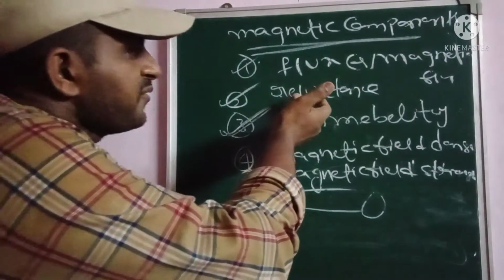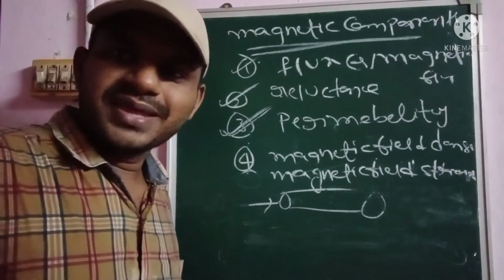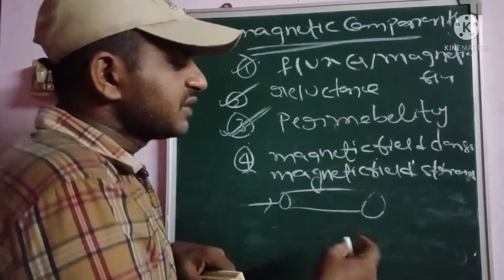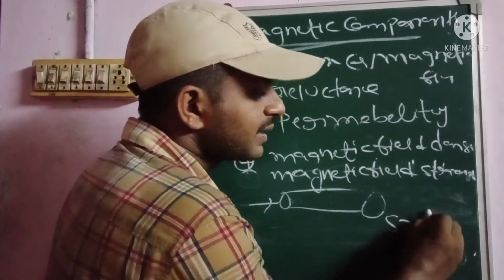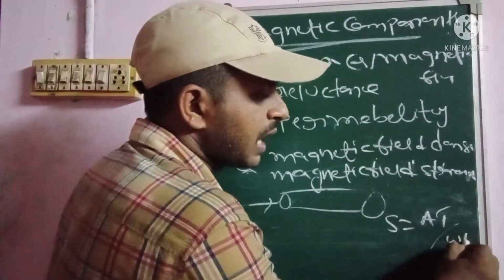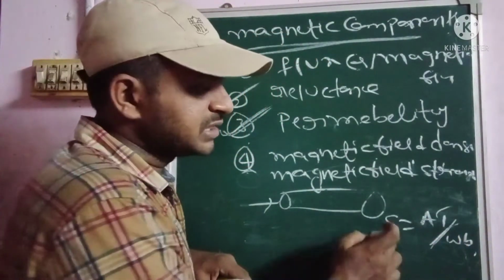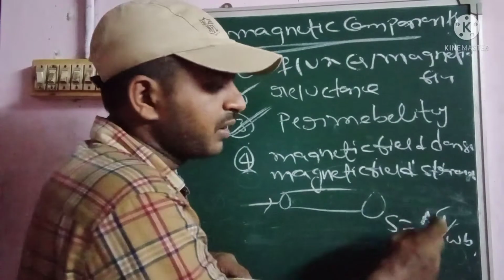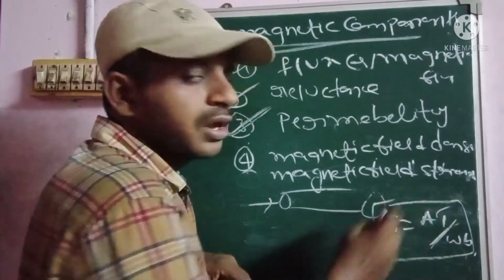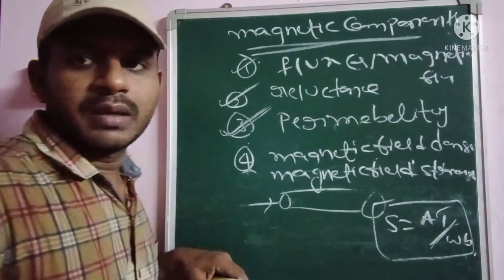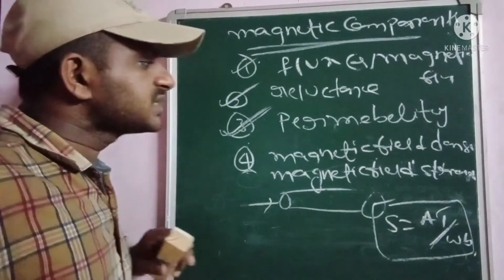So coming to the units of reluctance, which is given as S is equal to ampere turn per Weber, which is the most important unit for the reluctance. Please remember this.